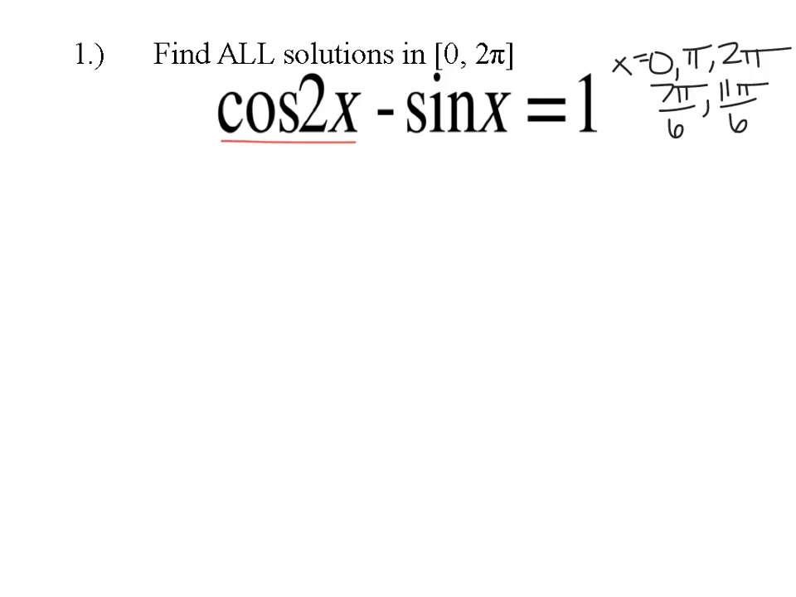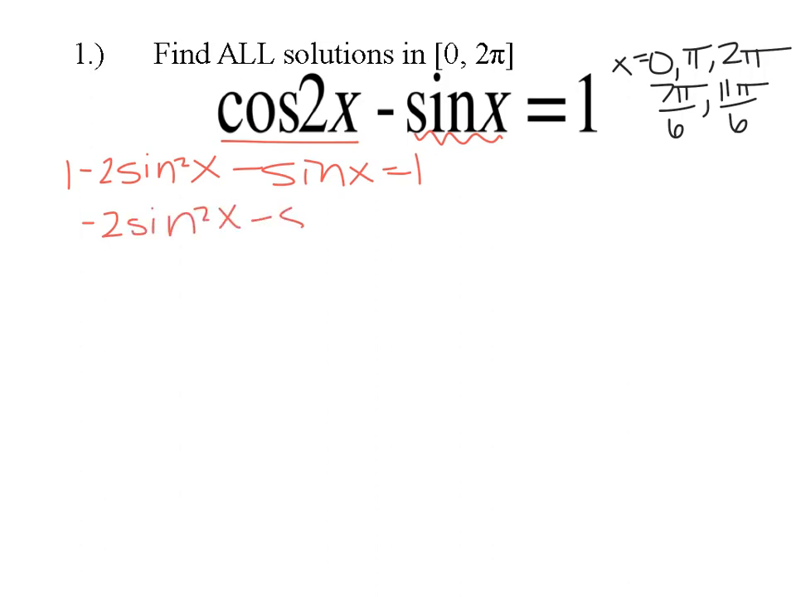So cosine of 2x, we're going to use an identity for that, and specifically an identity that will involve sine. So if we look at our formula sheet, the double angle identity for cosine that involves sine is 1 minus 2 sine squared. So we're going to replace that cosine of 2x with 1 minus 2 sine squared. And then don't forget that minus sine x equals 1. Then we're going to subtract 1 from both sides to get negative 2 sine squared of x minus sine of x equals 0.